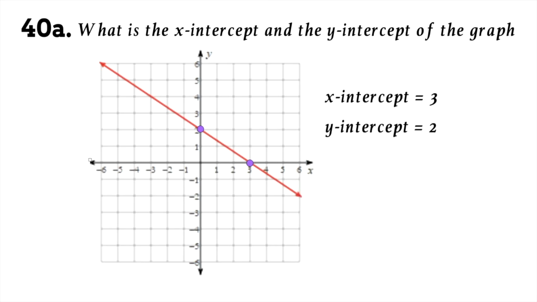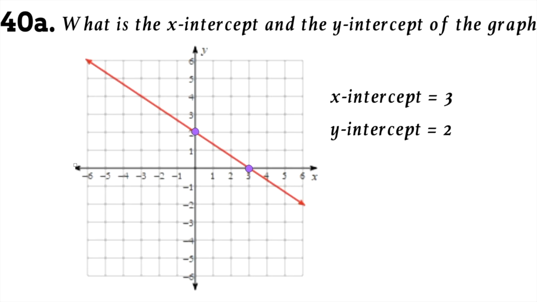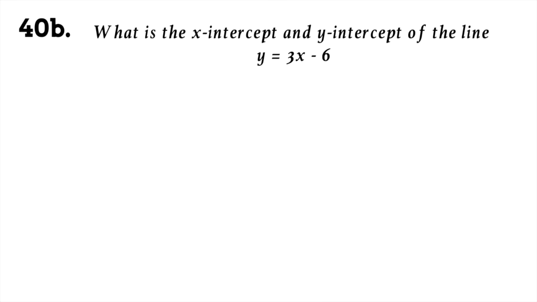This is as easy as it gets. If you can locate where the graphs meet the axis, you can find your intercepts. If you are given the equation of a line and asked to find the intercepts, it requires a little more work. Let's look at it. Question 40b. What is the x-intercept and y-intercept of the line y = 3x - 6?